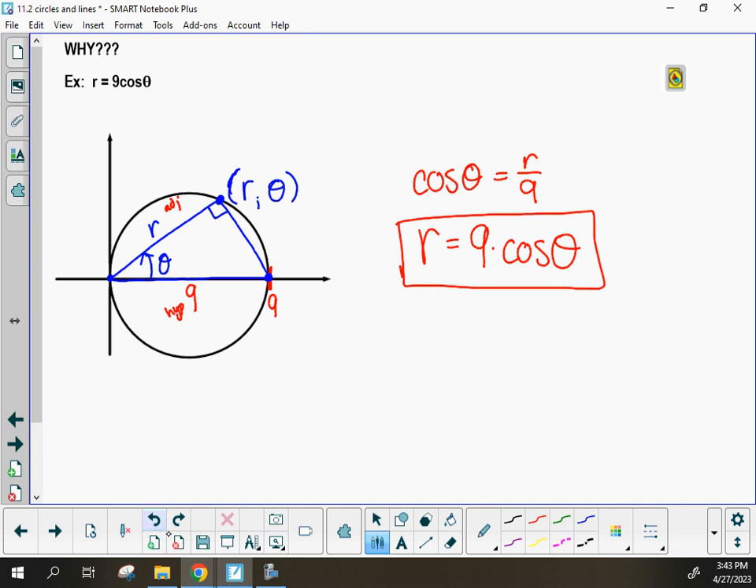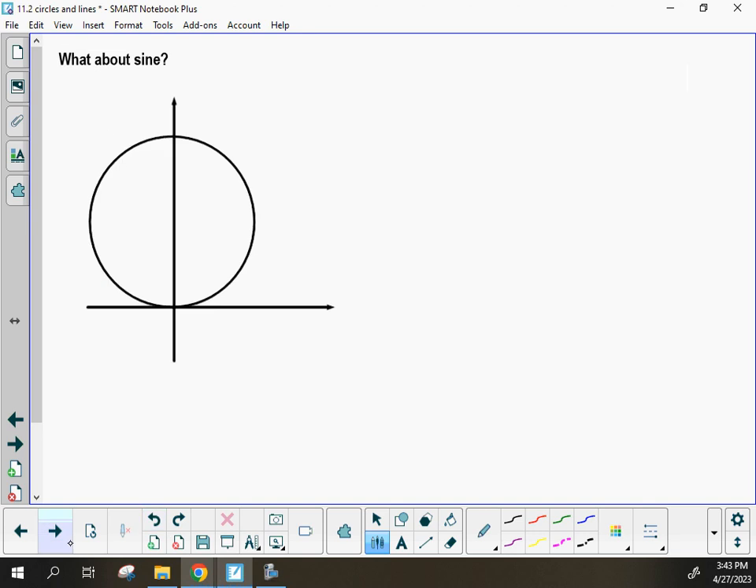Now let's try the same idea, but we have to make a slight change, with r equals 9 times sine of theta instead. So let's write this equation down. And you draw one more circle. Now this time when it's sine, it is centered at theta equals 90 degrees. And I'm going to label here so I don't forget. That length is 9 on the 90 degree axis on that mark.